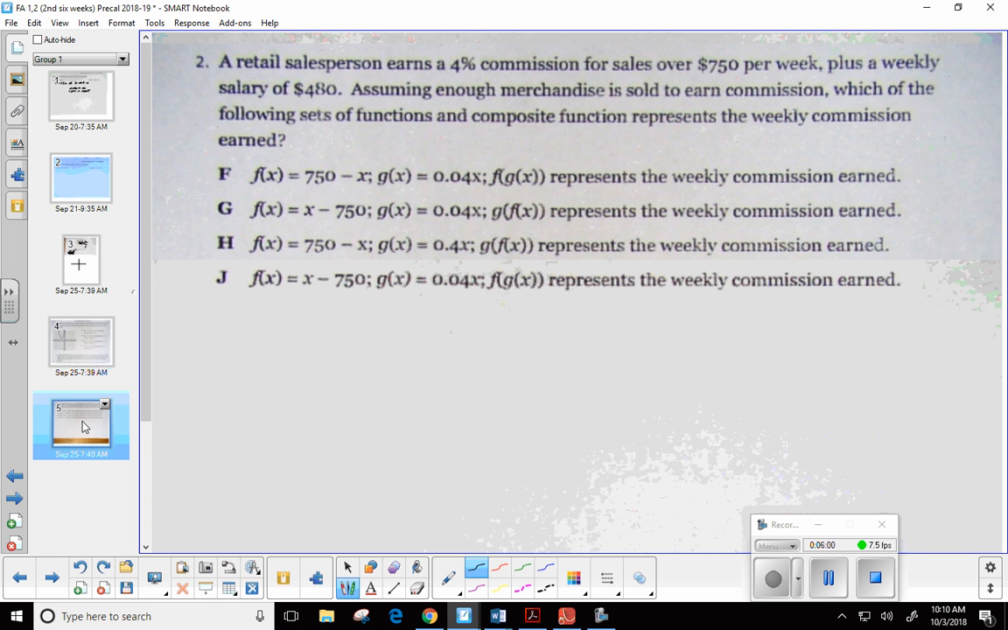That's just extra information. Now, it's definitely going to be important to the salesperson, but we're just talking about earning commission off of everything, what? Over $750. It's just supposed to be sales, period. Oh, okay.